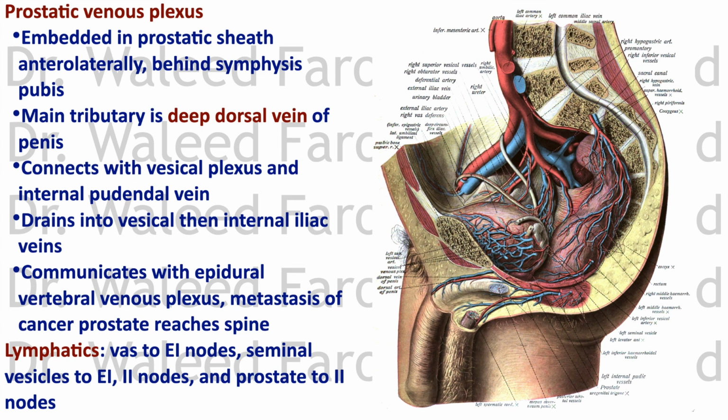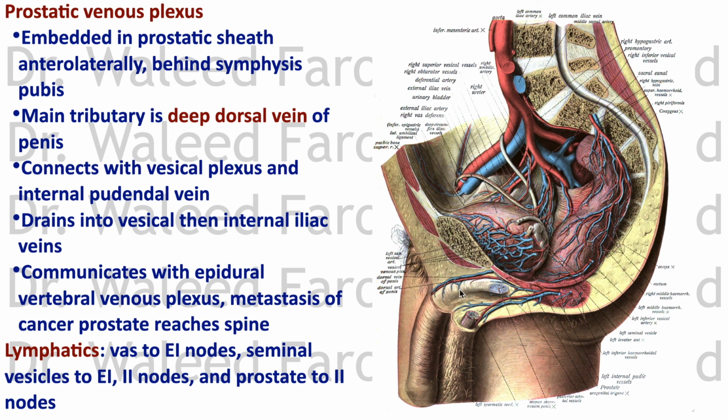To end our talk about the prostate, the blood supply of the prostate comes from the inferior vesical artery, or surrounding arteries like the middle rectal artery or inferior rectal artery. So mainly from the inferior vesical, and the venous drainage is by a venous plexus that's continuous with the urinary venous plexus. It's called the prostatic venous plexus, embedded in the prostatic sheath anterolaterally, here in this area, behind the symphysis pubis.